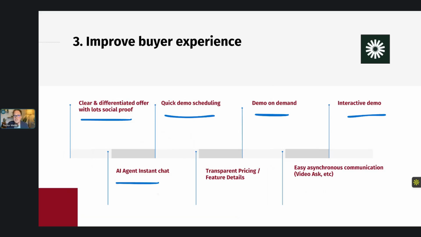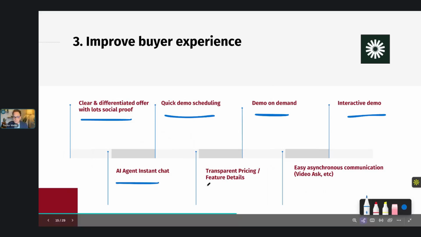Delphi is a tool that I've explored using, that you can train on tons of information, right? And you can provide that valuable information to the audience, and you can create your own custom trained chatbot that can guide people through a buyer's journey. It can also do all sorts of fun stuff when it comes to just educating people on the market, educating people on your product. Transparent pricing and feature details.